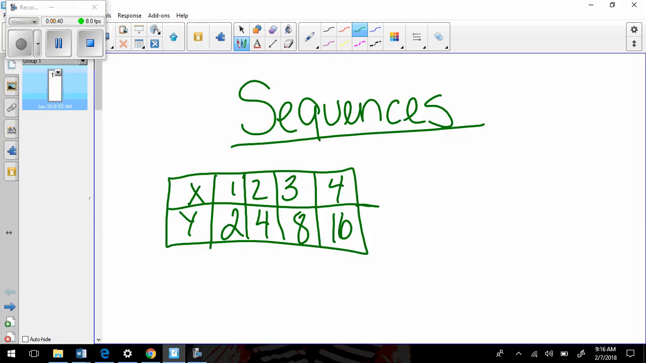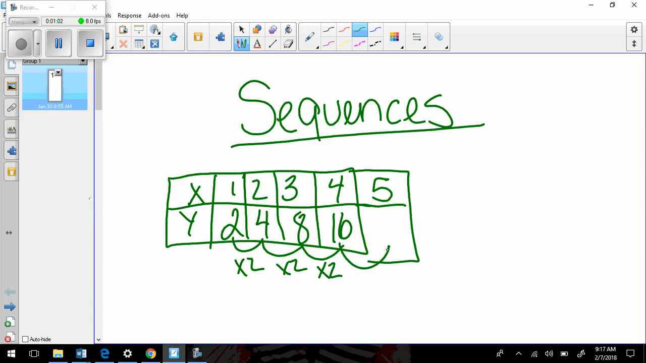And I would be able to tell you what the next terms were by simply finding the pattern and then telling you the next term. So if I wanted to find the fifth term, I would figure out what the rate is. So 2 times 2 is 4. 4 times 2 is 8. 8 times 2 is 16. So I would simply go here and multiply by 2 to get 32. So that fifth term then would be 32. So I used a rate of 2 to find that.